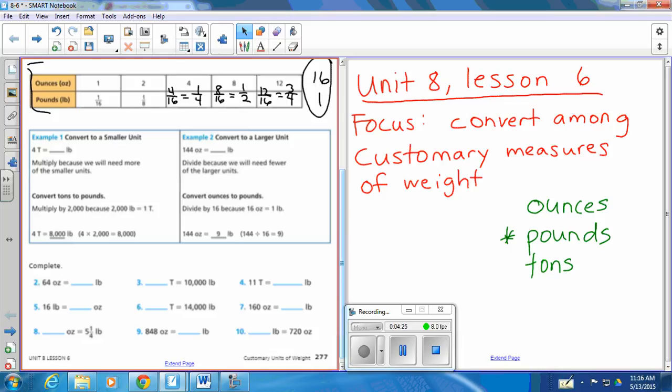Let's do number 2. 64 ounces equals how many pounds? Well, how many ounces are in each pound again? Oops, I meant to put ounces there, so let me try that again. 16 ounces is equal to 1 pound. So if we have 64 ounces, how many pounds is that? I hear 4 right off the bat. How did you know that?